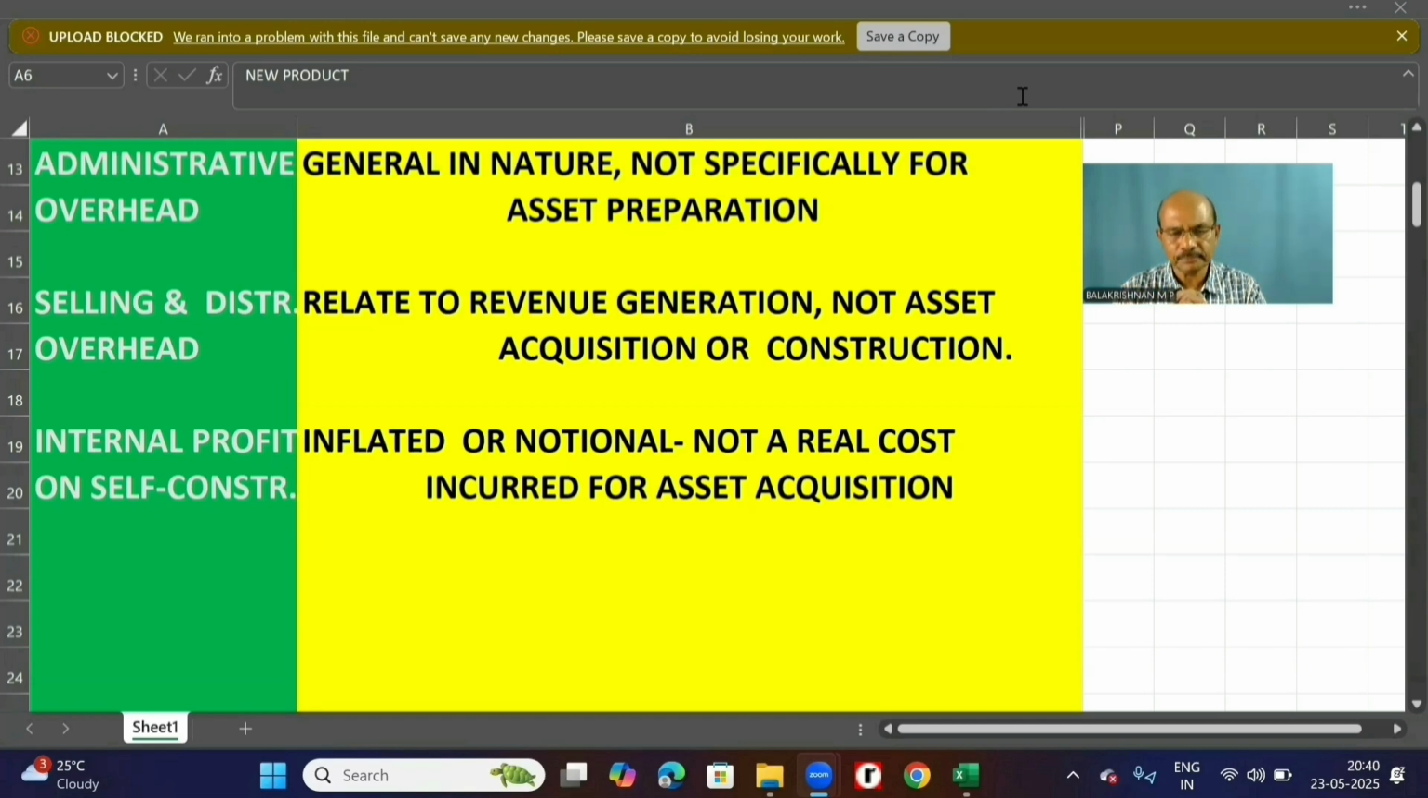That's all. And the last one, internal profit. This happens when an asset is self-constructed. Okay? When a company constructs an asset internally, say building its own office, the transfer pricing or notional profits made by internal departments involved in this self-construction should not be included in the cost of the asset.